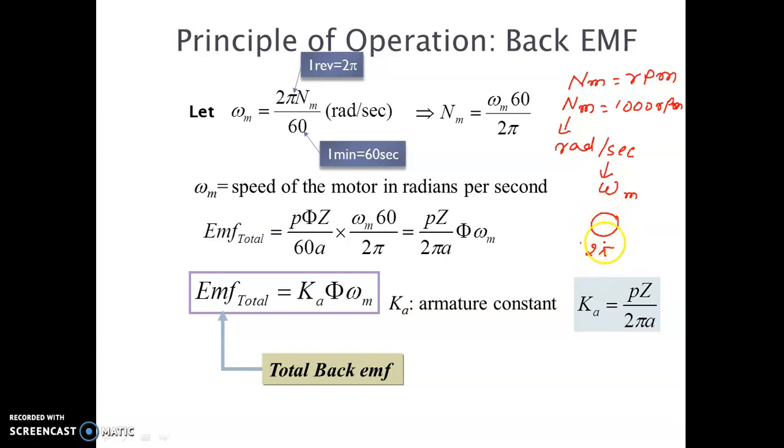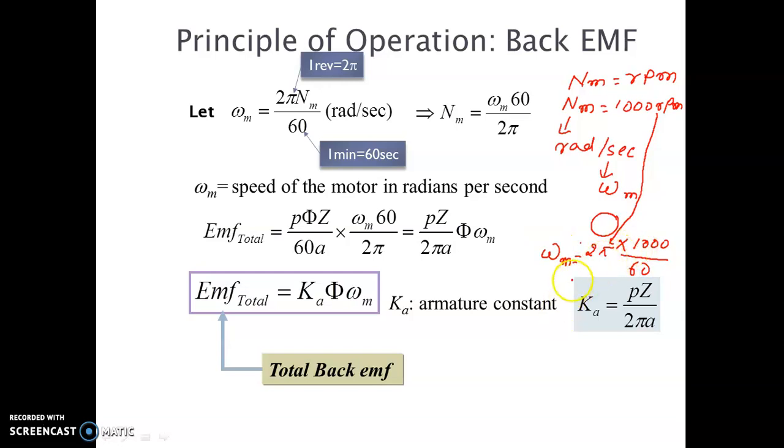For one revolution, how much radian? 2 pi. Here 1000 revolutions are there, so you have to multiply by 1000. So this is called radian per minute. Now rotation is converted into radian, and this is per minute, so we have to convert into second. This is for 1 minute, so to convert into seconds, this will be your omega m.